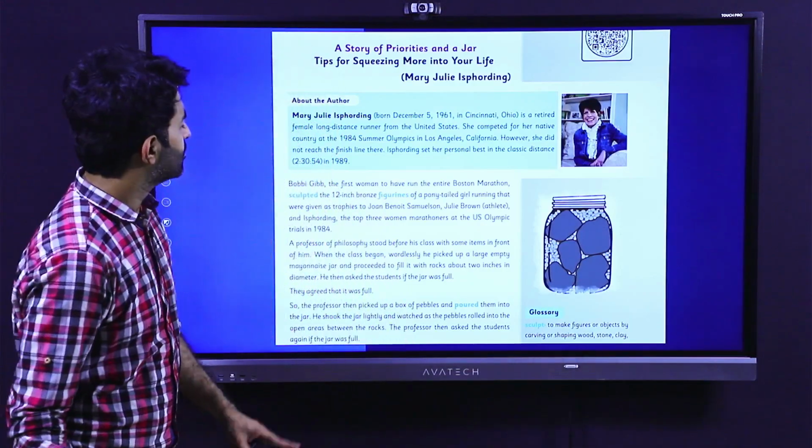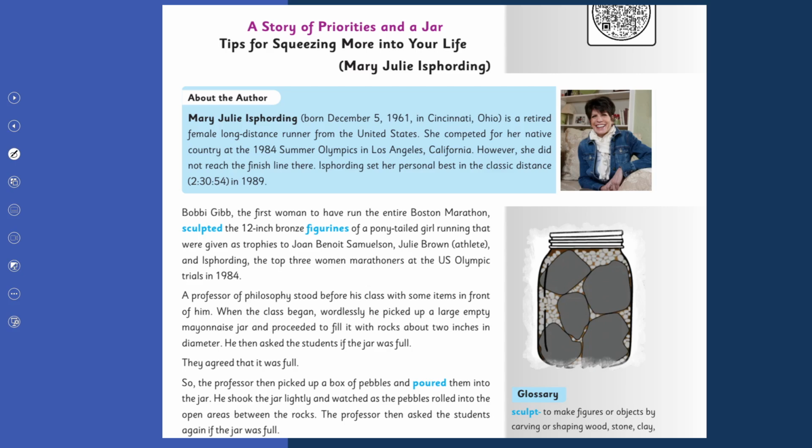Now, students, this is an extract from the book. I hope that you have got your books with you. This is an excerpt called A Story of Priorities and a Jar. While reading this blog or article, we may find so many different words. The subtitle is Tips for Squeezing More into Your Life, and this is written by Mary Julie Esfording. This is the introduction about the author, because when we are reading about the author, we are actually understanding the context and the mindset of the writer who has written the text.